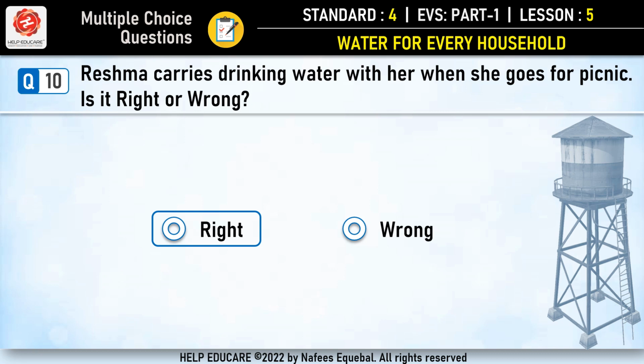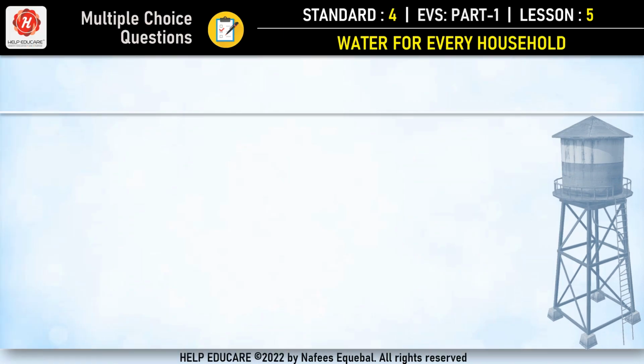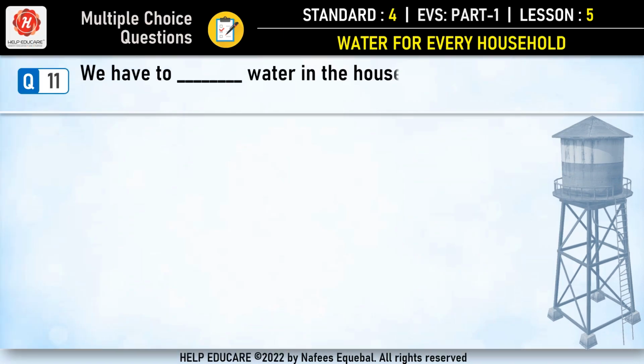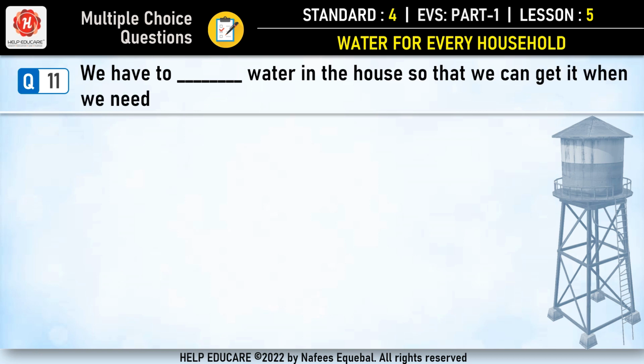Correct answer is right, because it is not sure that she will get safe drinking water at picnic place. Question number 11. We have to store water in the house so that we can get it when we need it. First option, waste. Second option, store. Third option, spill.